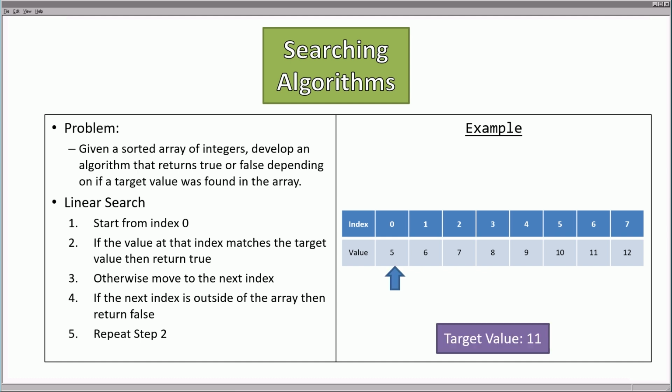For example, let's say that we're looking for the target value 11, and we're going to start at index 0. So we just compare the values at that index. 5 is not equal to 11, move on. 6 is not equal to 11, move on. 7 is not equal to 11, 8 is not equal to 11, 9 is not equal to 11, 10 is not equal to 11, but 11 is equal to 11, and we return true. So obviously, this is a way that we can implement a searching algorithm. Now, let's go ahead and see this in code.